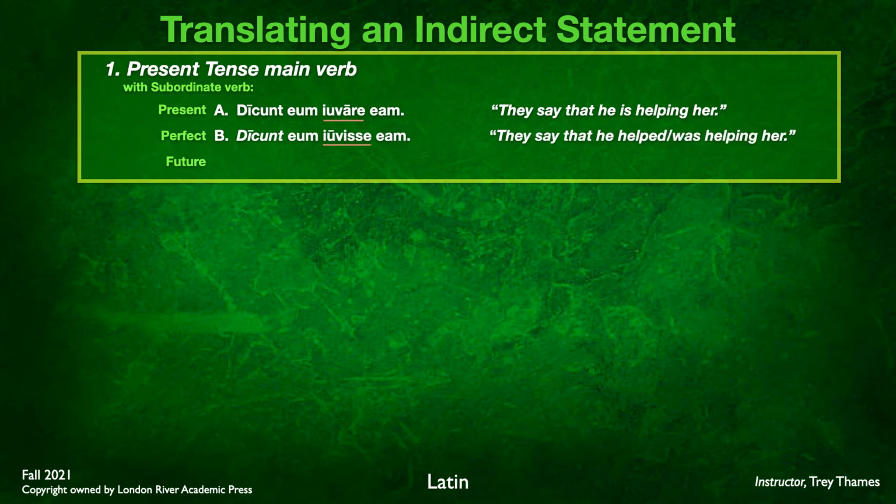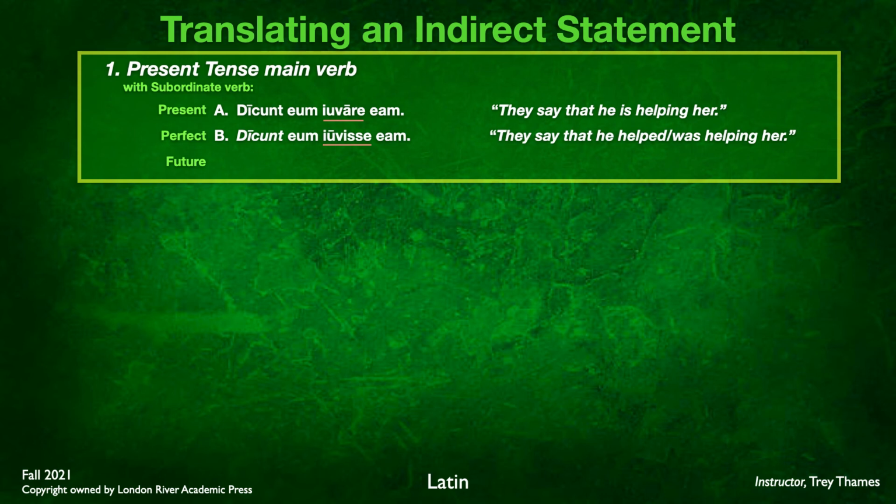Dicunt wissi eam. Here we have the perfect active infinitive, wissi. So they say that he was helping, or that he helped, because this is a perfect tense infinitive, so it's got to be happening before the main verb, which is in the present, so it's got to be in the past. They say that he helped or was helping her.